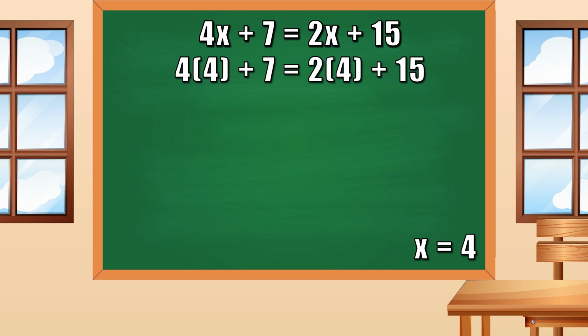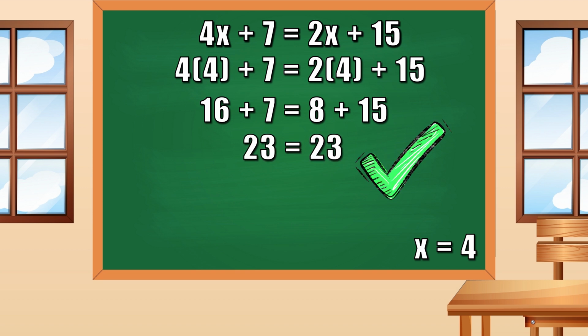Again, let's double check our answer by using simple substitution. 4 times 4 plus 7 is equal to 2 times 4 plus 15. 4 times 4 is 16. 16 plus 7 is equal to 23. And 8 plus 15 is also equal to 23. So it checks out as well.